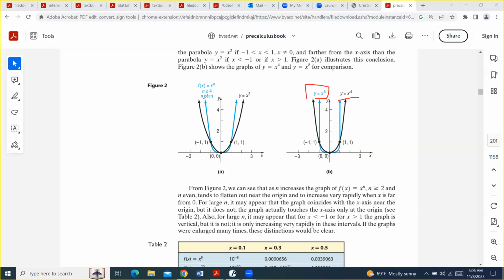And they say whenever the degree here is even, then all graphs will have this so-called positive end behavior. Or negative, in a case where a negative sign is attached.